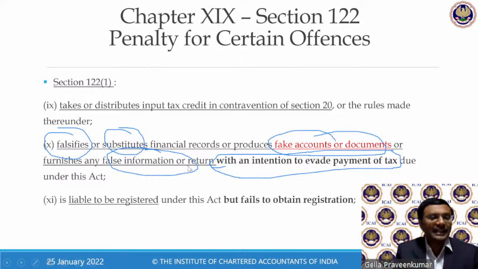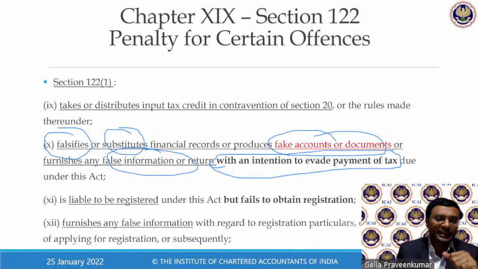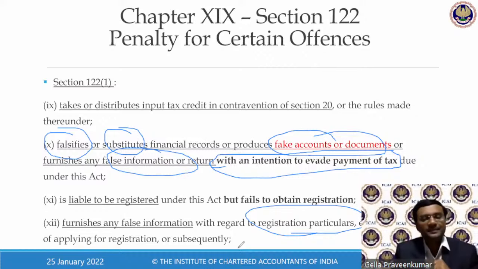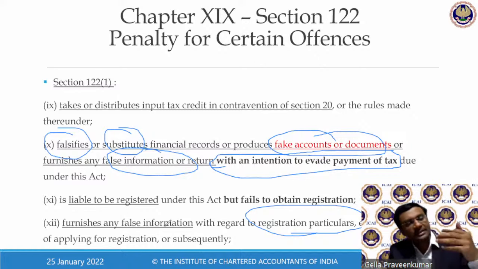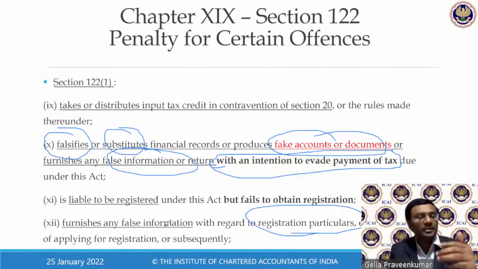The taxable person is liable to be registered but fails to obtain a registration. Furnishes false information with regard to registration particulars. In many cases we have seen that where a registration was obtained, there was no existence of the person itself at the time of applying for registration or subsequently. Recently, there was a raid in the state of Rajasthan. In the process of the raid, the person who was held to be a culprit was charged with a charge sheet.